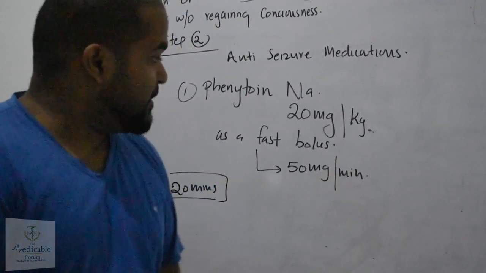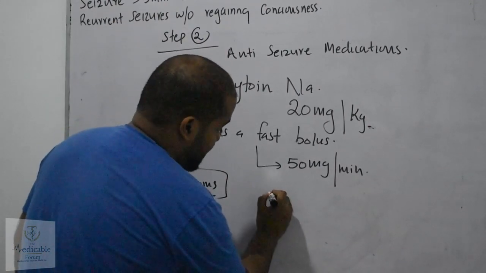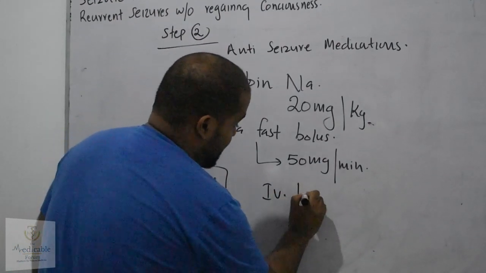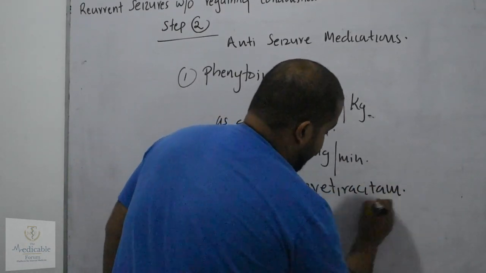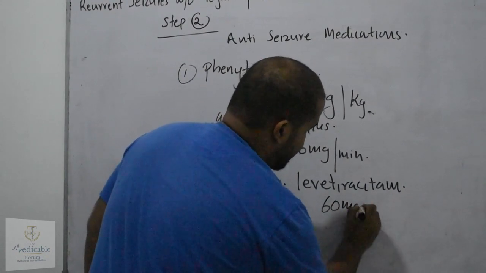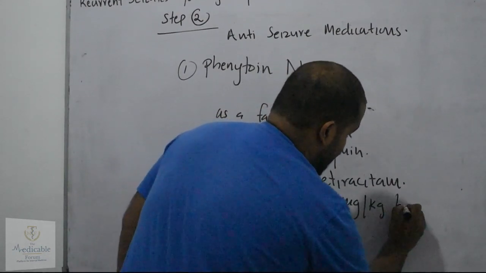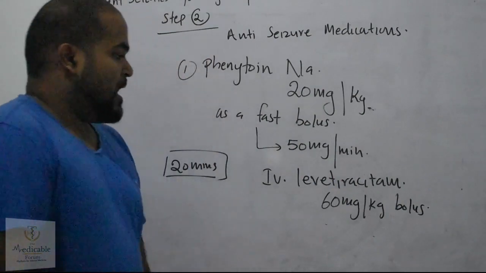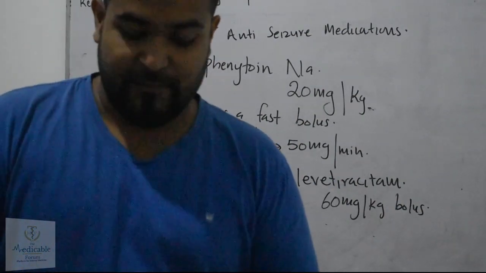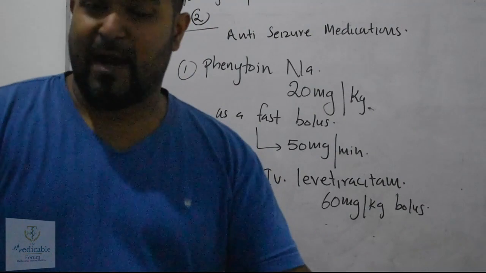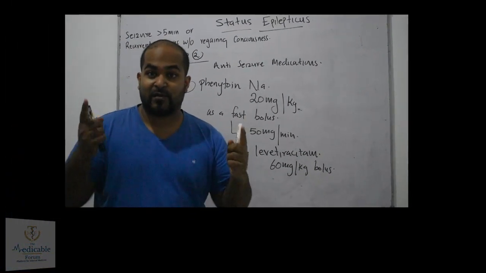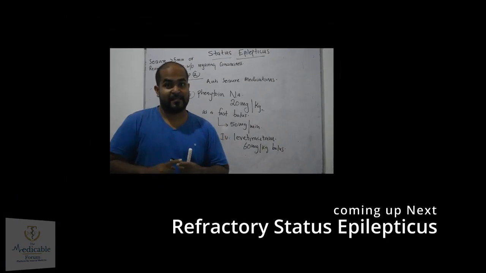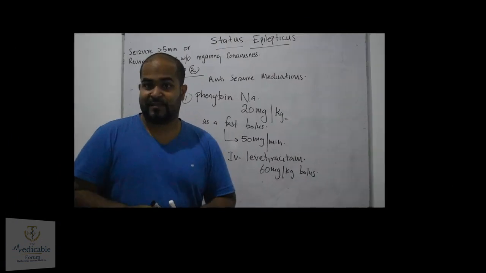If you don't have phenytoin sodium, you can use IV levetiracetam. It is 60 milligrams per kg bolus. And then you wait for 20 to 30 minutes. And still, if it is not getting settled, now it is called refractory status epilepticus. And then you need to go to the algorithm to manage refractory status epilepticus.